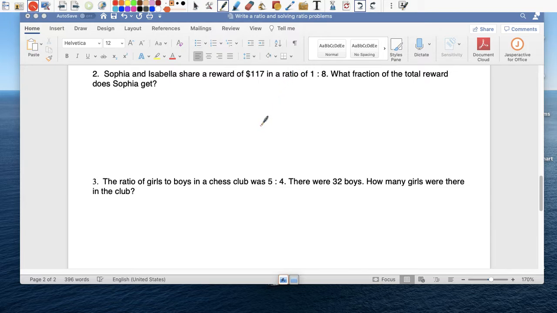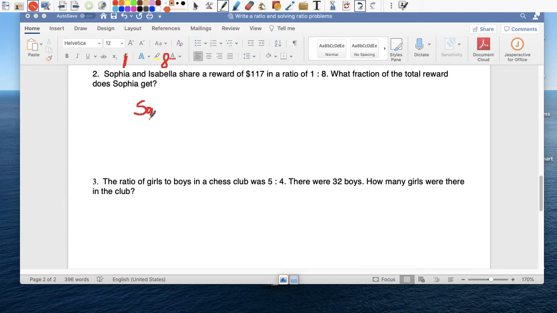So 1 para mí, 1 for me, 8 for you. That's what they're sharing their money. So Sophia is the 1 and Isabella is the 8, right? In order, Sophia first, Isabella second. So let's write this down.